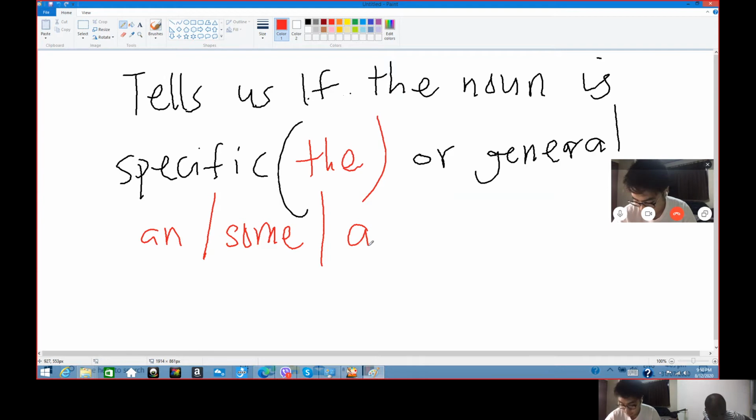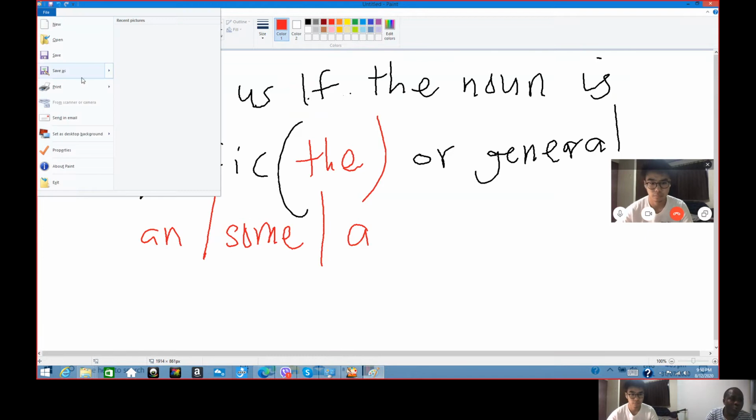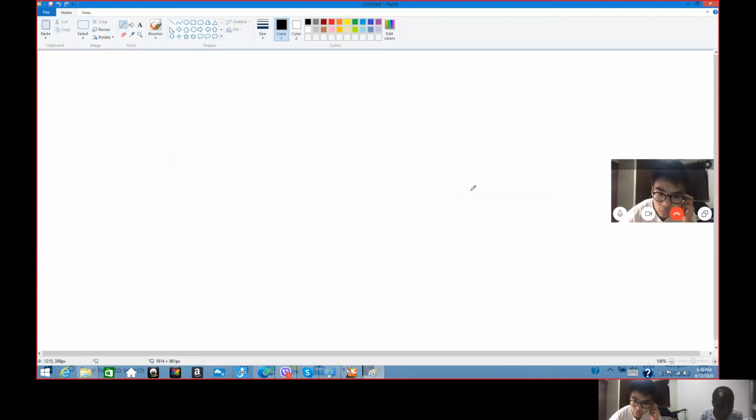Now let's go to the first type of article. We are going to start with indefinite article. Maybe we'll finish the indefinite article, then we'll do the other one another time. English has three indefinite articles.